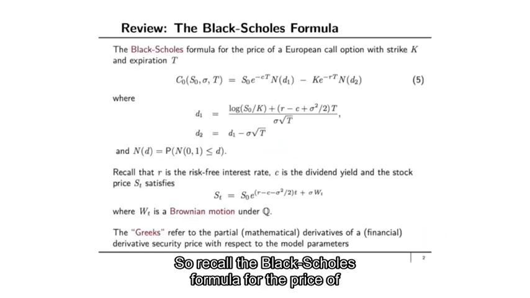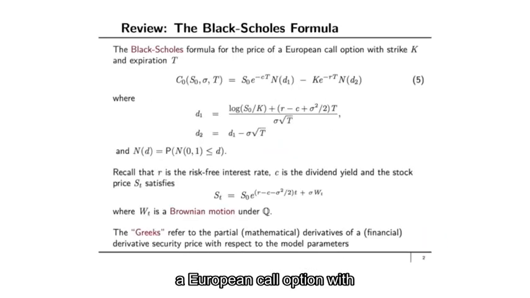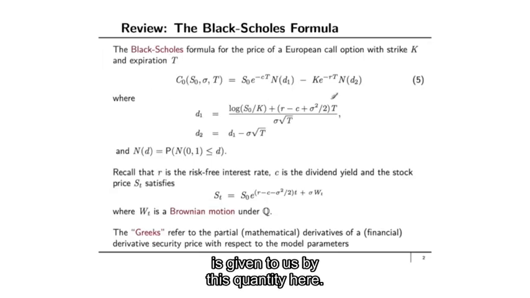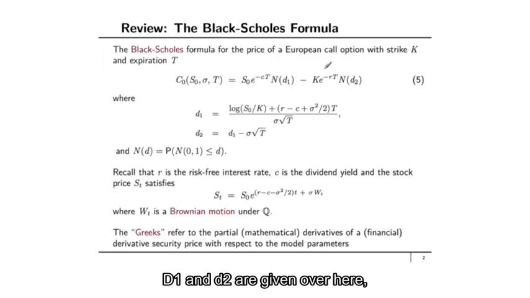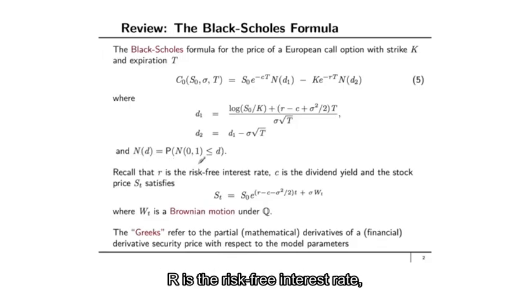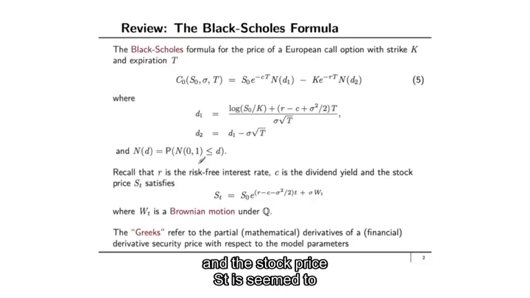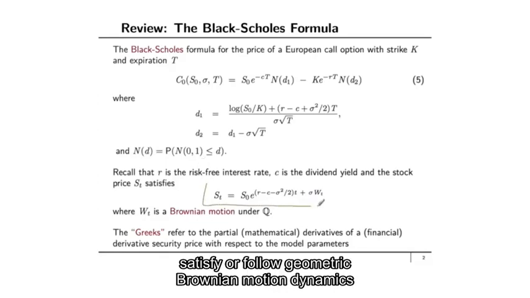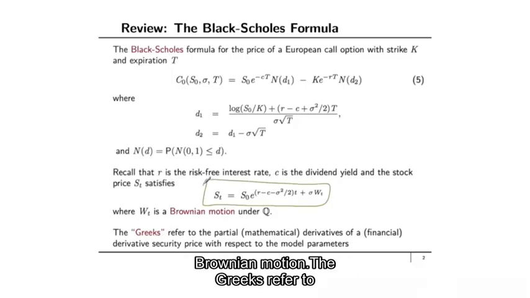So recall the Black-Scholes formula for the price of a European call option with strike K and expiration capital T. It is given to us by this quantity here. D1 and D2 are given over here, and capital N refers to the cumulative distribution function of a standard normal random variable. R is the risk-free interest rate, C is the dividend yield, and the stock price S_T is assumed to follow geometric Brownian motion dynamics, where W_T is a Brownian motion.